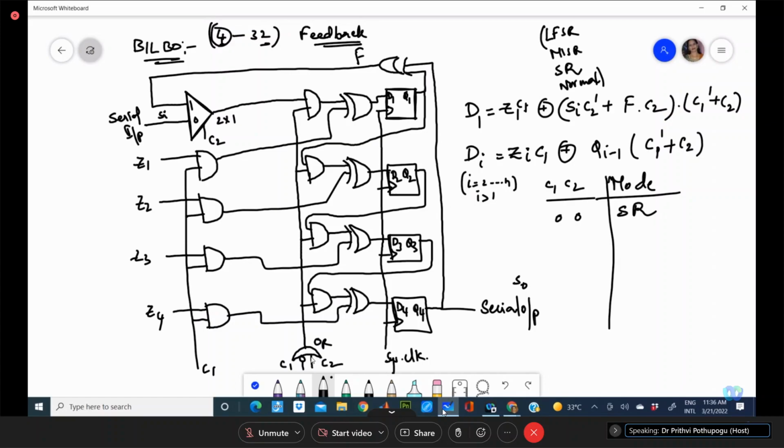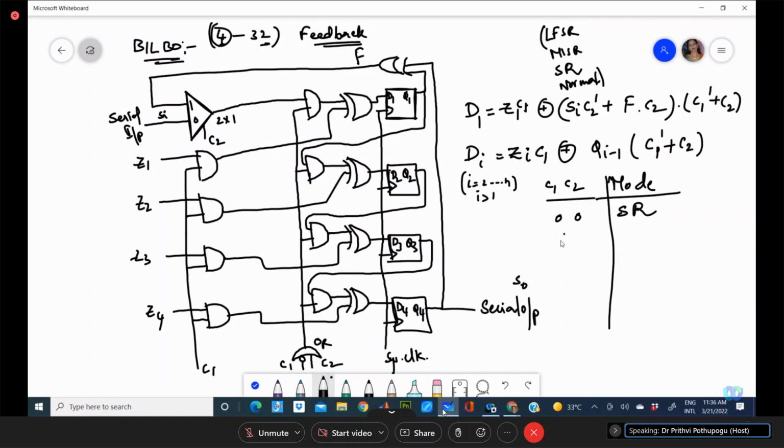If C1, C2 is 0, 0, C1 is 0, isolates Z to D. It will disconnect, and this will be connecting only this SI to SI through the feedback paths, because C1 dash will be 1. C1 is 0 means C1 dash will be 1. This feedback element will be there. So what happens is it is a normal serial in serial out format, so it's a shift register format.